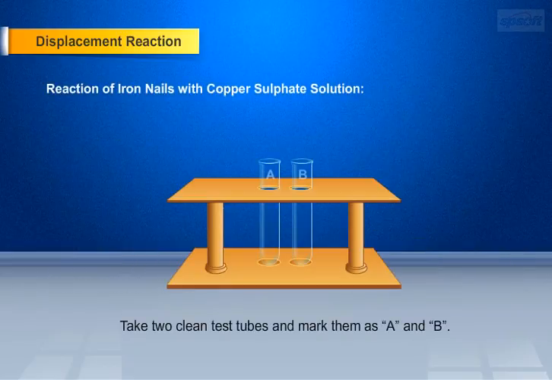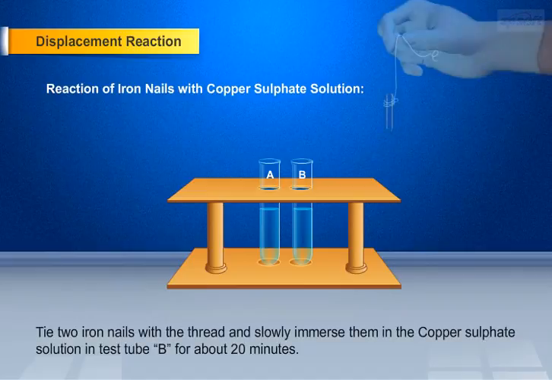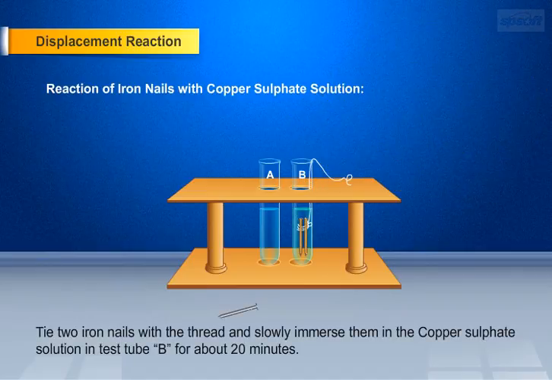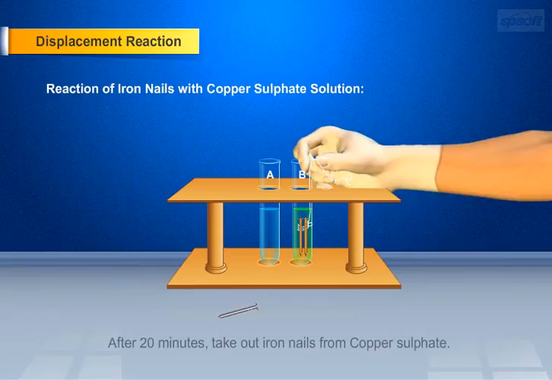Take 2 clean test tubes and mark them as A and B. In each test tube, take 10 milliliters of copper sulfate solution. Note that initially copper sulfate solution is blue in color, and all the nails are silvery gray in color. Tie 2 iron nails with a thread, and slowly immerse them in the copper sulfate solution in test tube B for about 20 minutes. Keep one iron nail aside for comparison at the end of the experiment.